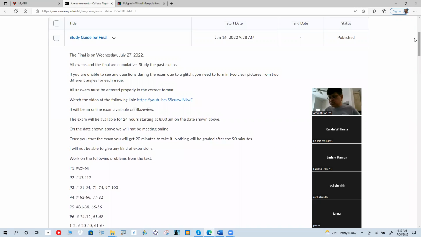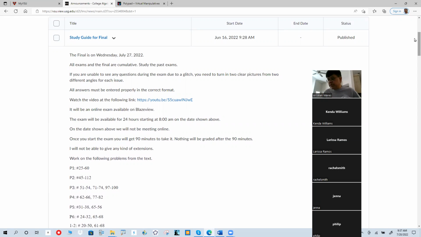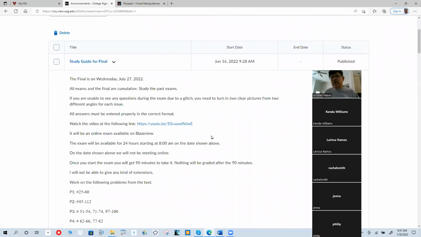If you miss one of the exams or you have a low score on one of the exams, your final will compensate for it. Your final will replace the lowest exam score, but it will not be replaced by anything else. So if you have 100 on every exam, you still will have to take your final. Any questions about the final?